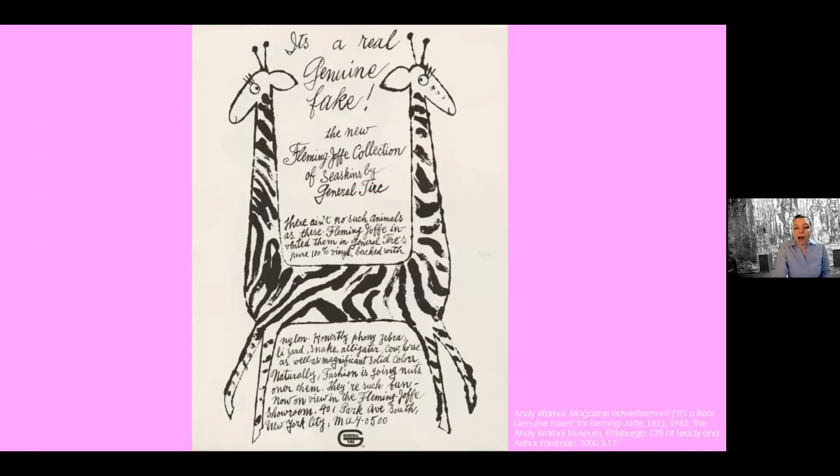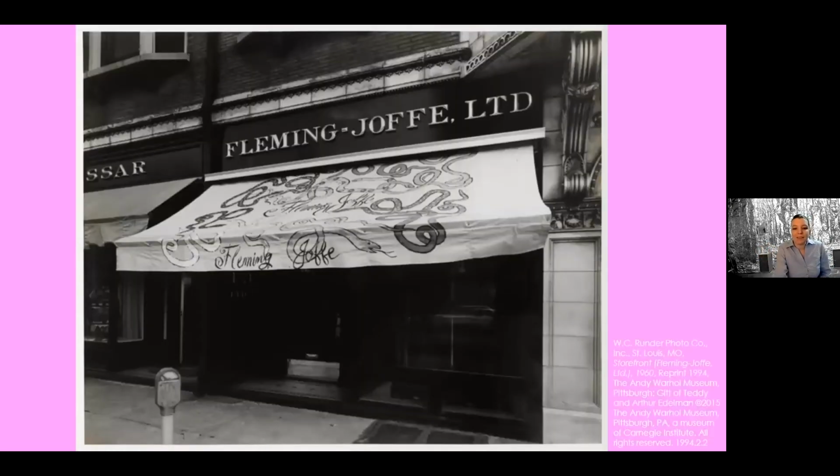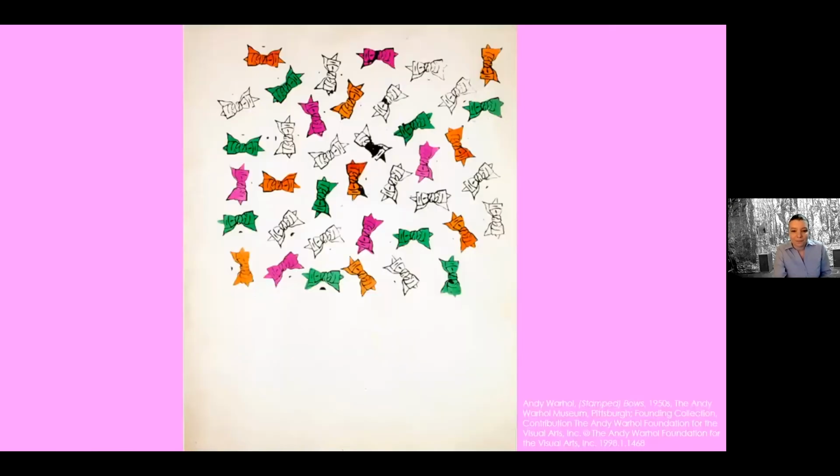But they also sold faux leather, fake leather. And so Warhol also did this fun ad campaign drawing imaginary fake animals with the slogan, "It's a real, genuine fake." He also hand painted this awning that was out in front of a Fleming Joffe boutique in St. Louis all the way back in 1960. But the store owners were savvy enough to save the awning and preserve it beautifully for many decades. So we actually have the original awning in the museum collection. If you ever make it here to Pittsburgh, you can probably see the actual awning on display.